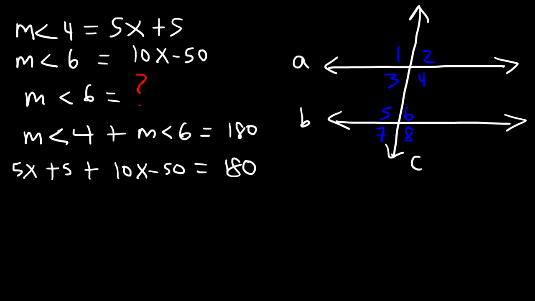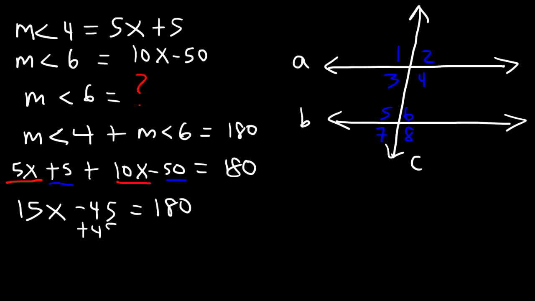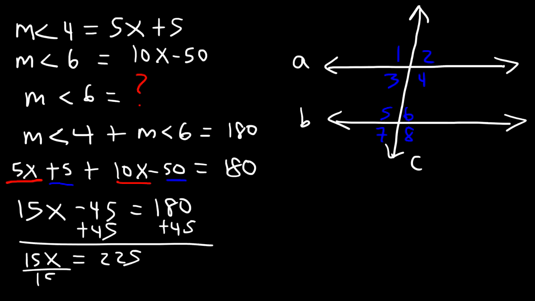So now all we need to do is find the value of x, and then we can use that to find the measure of angle 6. 5x plus 10x is 15x. 5 plus negative 50 is negative 45. So let's add 45 to both sides. 180 plus 45 is 225. 225 divided by 15 is 15. So x is equal to 15.